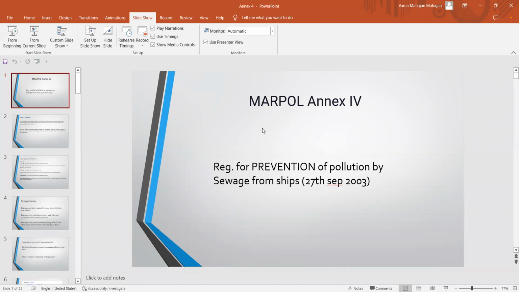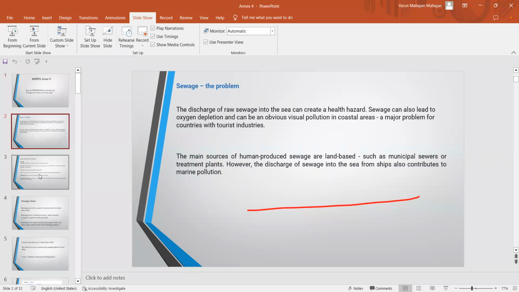It came into picture on 27 September 2003. Now, why is sewage a problem? Why did they come up with such a regulation? What is going to happen if you are disposing of your sewage into the sea? Anyone? Marine pollution. How? But how?